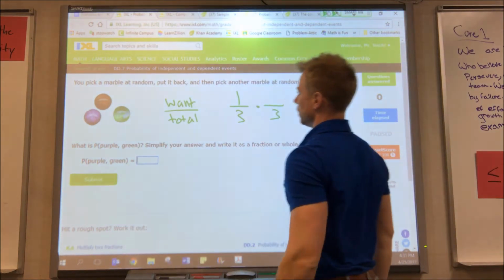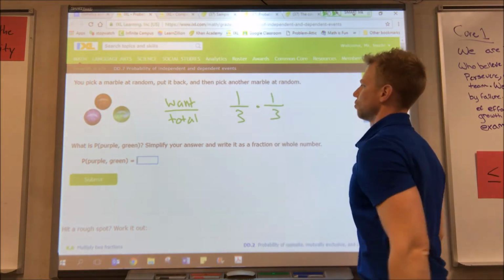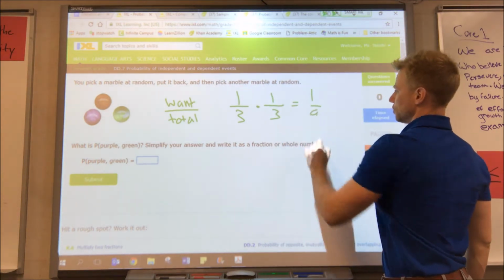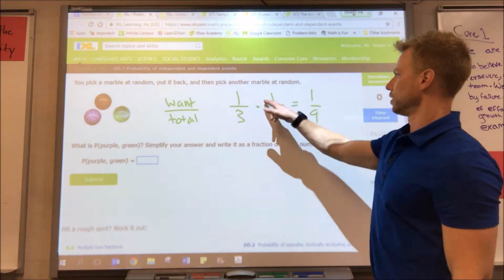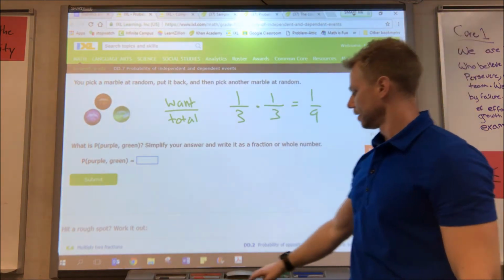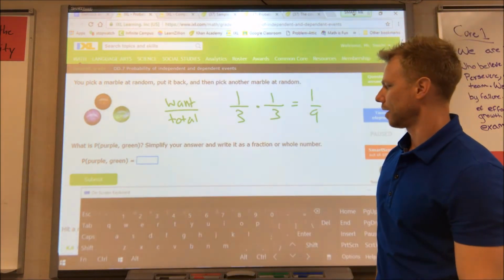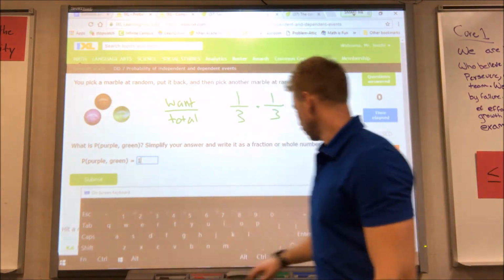Now I want the probability of getting a green one. There's 1 green out of 3 marbles. I multiply those together. 1 times 1 is 1. 3 times 3 is 9. So the compound probability is 1/9.